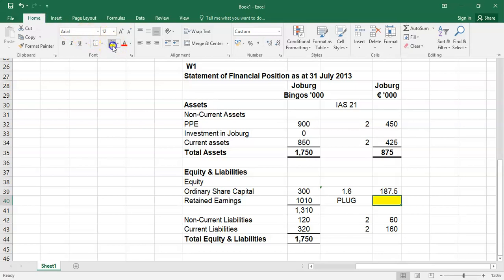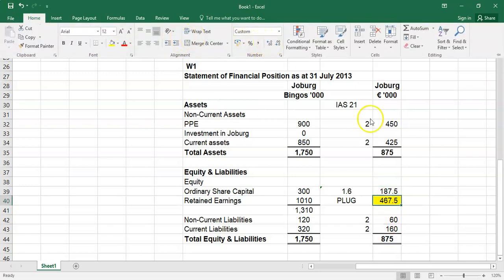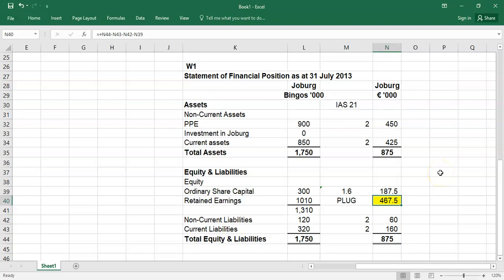You'll see the same approach in all the other questions. That plug figure must be something to make the base statement of financial position balance. So you're saying 875 minus 160 minus 60 minus 187.5. So in this case, your plug figure is 467.5. Now we have to prove what that plug figure is, and we have to prove what's in it. But your first step always is to convert it to the statement of financial position in euros, because we're going to use that in our answer then to add parent plus sub plus adjustments. So that's your starting point.